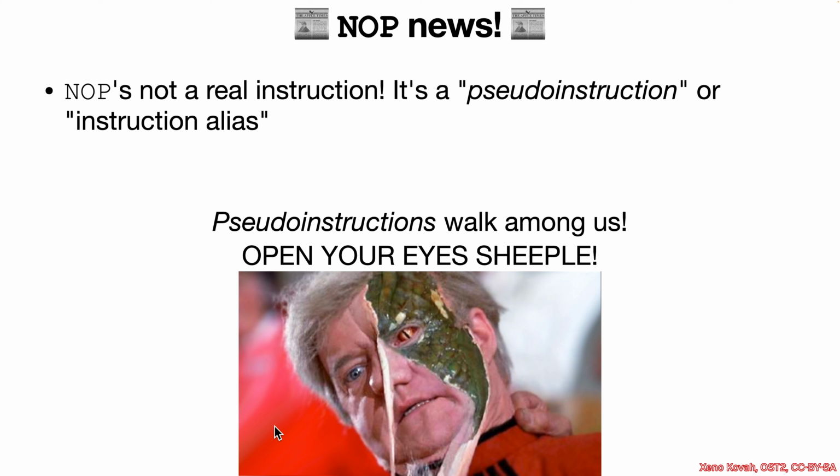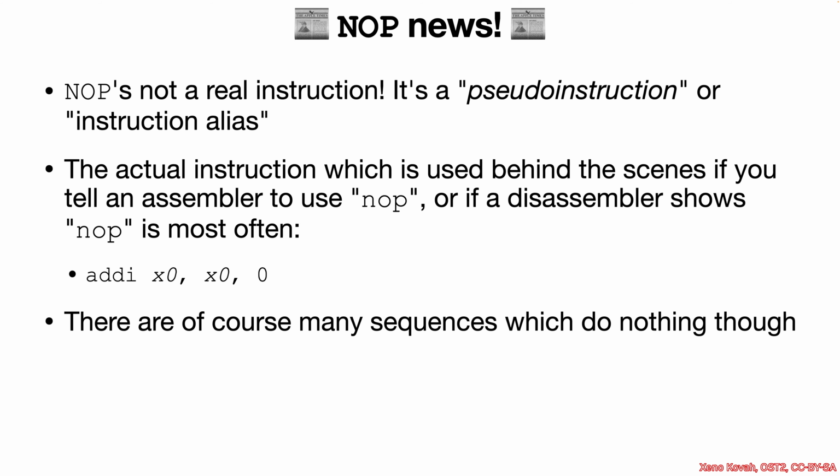Anyway, every time we encounter a pseudo instruction, we will have some V creatures. So behind the scenes, whenever you see a disassembler showing you a NOP, or if you put into an assembler, hey, I would like to use a NOP, most of the time what it's actually going to be using is the ADDI assembly instruction with addi x0, x0, 0. There are many different sequences that can do nothing, but this is sort of the recommended version.